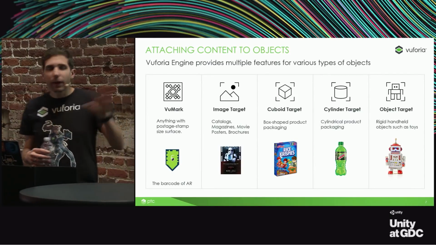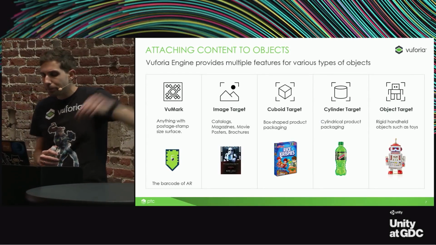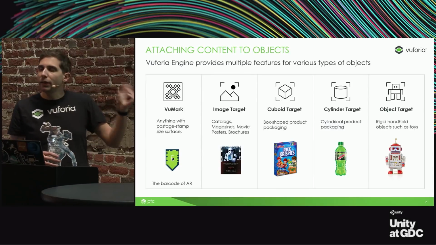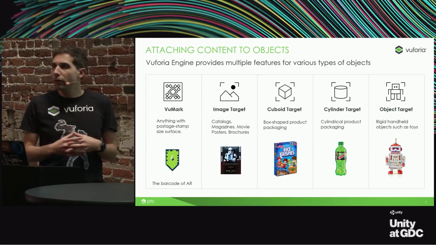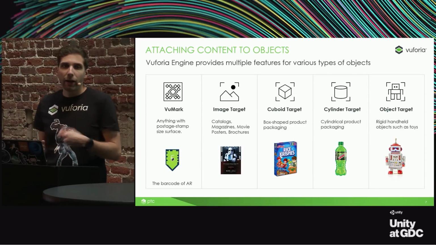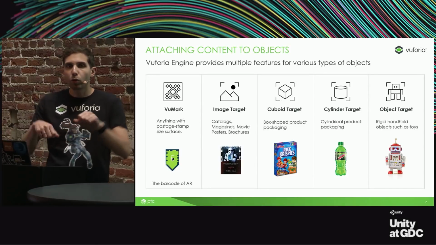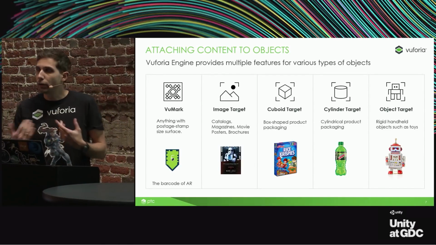Okay, so one thing that you may notice by looking at this is, what do all these objects have in common? All of these objects have rich visual detail that sticks out. And our computer vision algorithms take advantage of that by detecting the natural features of the object and then being able to recognize it and track it in 6 degrees of freedom in space relative to the phone.